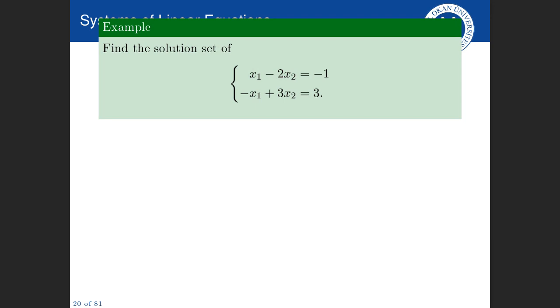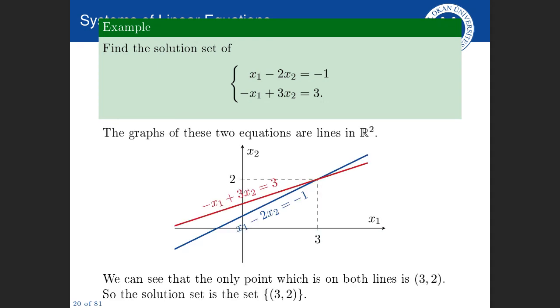For example, find the solution set of x1 minus 2x2 is equal to minus 1, minus x1 plus 3x2 is equal to 3. We've got two equations, and in each equation there are two variables. Each equation is the equation of a straight line. And I can show you the graphs of these in the x1, x2 plane. We can see from this picture that there's only one point which lies on both lines. Only the point 3, 2 is on the blue line and on the red line. So the solution set of this linear system is the set containing just the point 3, 2.